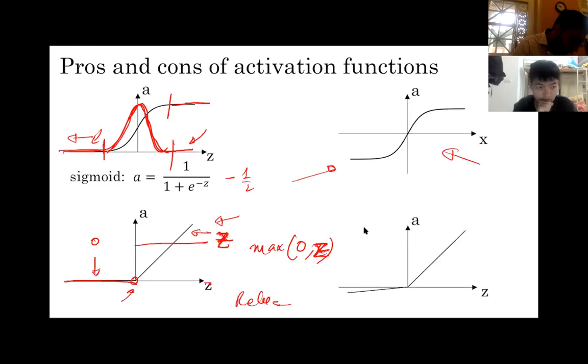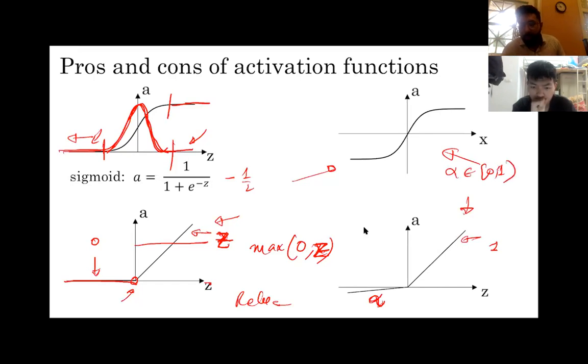So what about this? This is called a leaky ReLU. Rather than having a hard 0 for z less than 0, we have a version of z with lesser slope. So let's say the slope here is 1. The slope here is maybe alpha, where alpha is between 0 and 1, probably 1 not included.